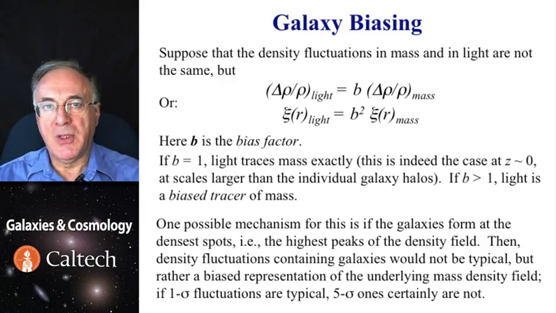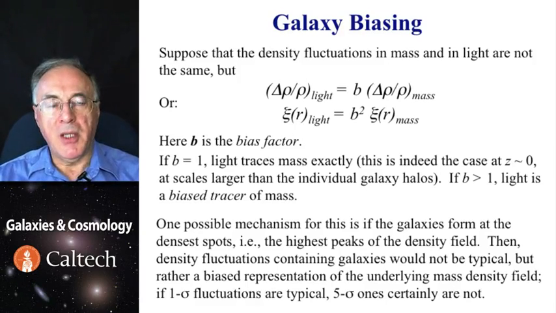Note that there is no assumption that one is stronger than the other. If B is greater than 1, then baryons or visible light are clustered more strongly than dark matter. And if it's less than 1, then the other way. And so it is possible that the visible material is not entirely representative of the underlying mass distribution, but it gives you a biased answer, and thus the name of galaxy bias. Now, why could that be?